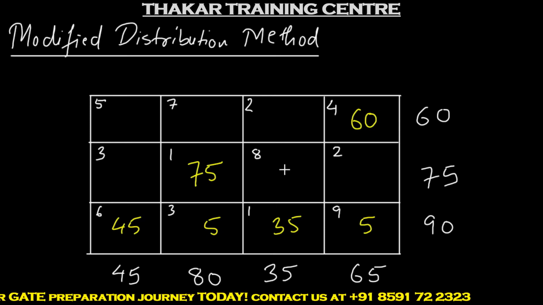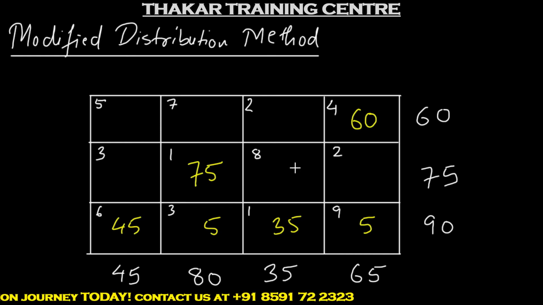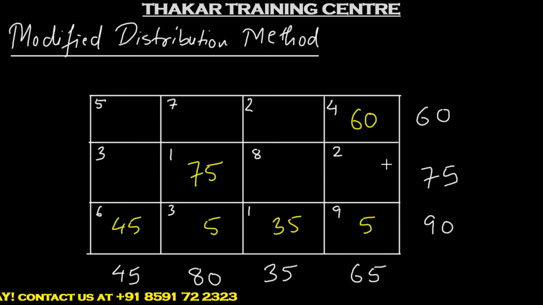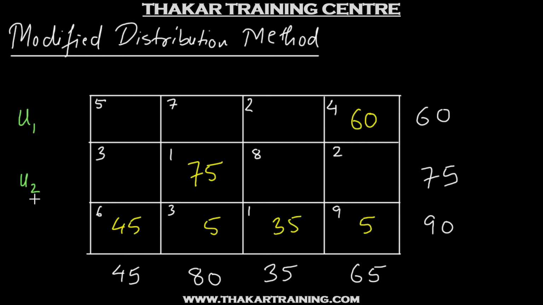Now in modified distribution method, we introduce variables ui and vj. So for example, here we have three sources. So we introduce variables u1, u2 and u3. Similarly, we have four destinations. So we introduce variables v1, v2, v3 and v4. So in general, when there are m sources, we'll have the variables ui, i going from 1 to m. And similarly, when there are n destinations, we'll have variables vj, j going from 1 to n.